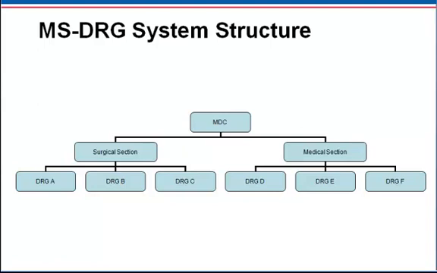Currently, there are 25 MDCs. From there, you are split into either a medical section or a surgery section, and that is determined by, did you have a major surgery in this hospital admission? If you did not, you would move to the medical section. If one was performed, you would then move to the surgical section. And from there, then they look at other characteristics that we talked about on the slide that talked about all the criteria that determine a DRG.